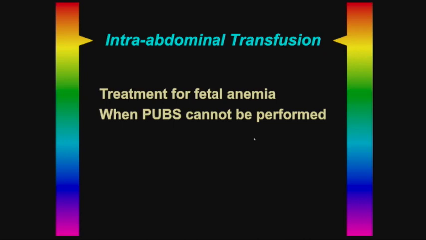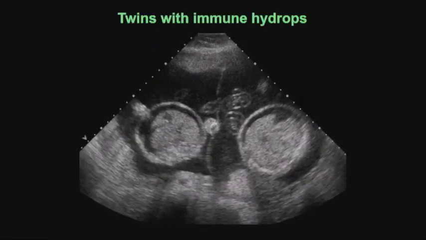Sometimes we've had to put things into the fetal abdomen, such as in a fetus who has anemia where we can't reach the umbilical vein, and so we can put red blood cells into the peritoneal cavity. Fortunately, we don't have to do this very often.